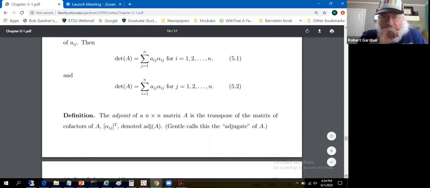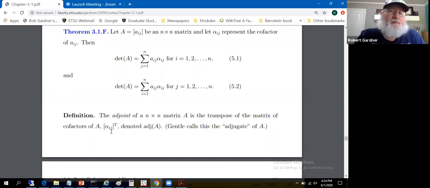Another topic, really, is the adjoint of a matrix. The adjoint of an n by n matrix A is the transpose of the matrix of cofactors of A. So we're going to take those alpha sub ij's mentioned above, don't like computing those, and put them in a matrix and transpose that matrix. The resulting n by n matrix is called the adjoint of A.